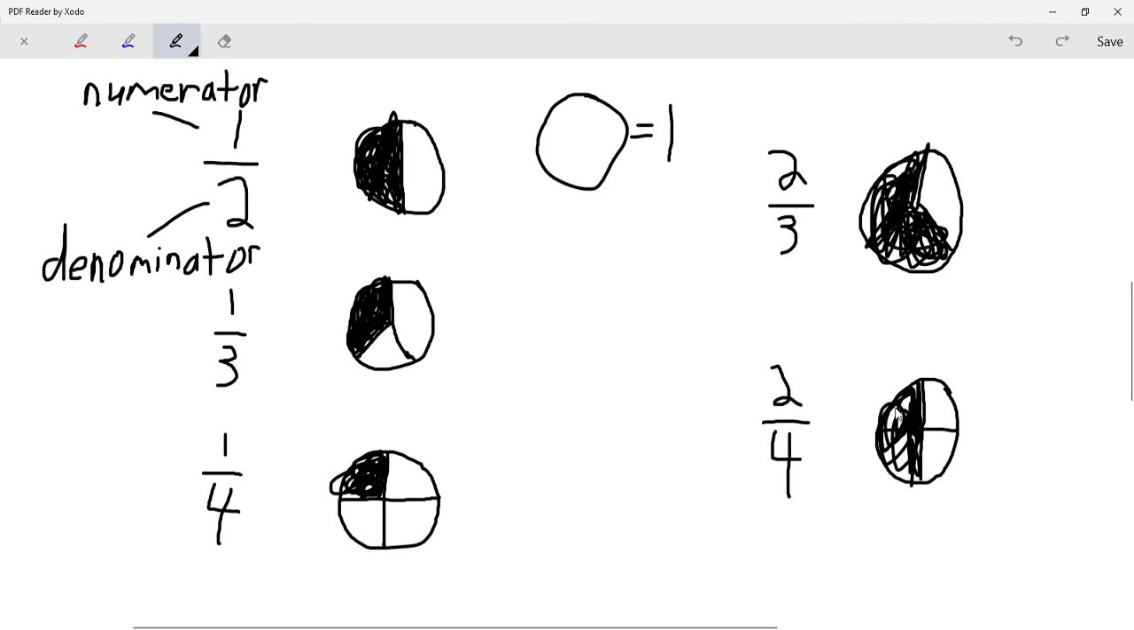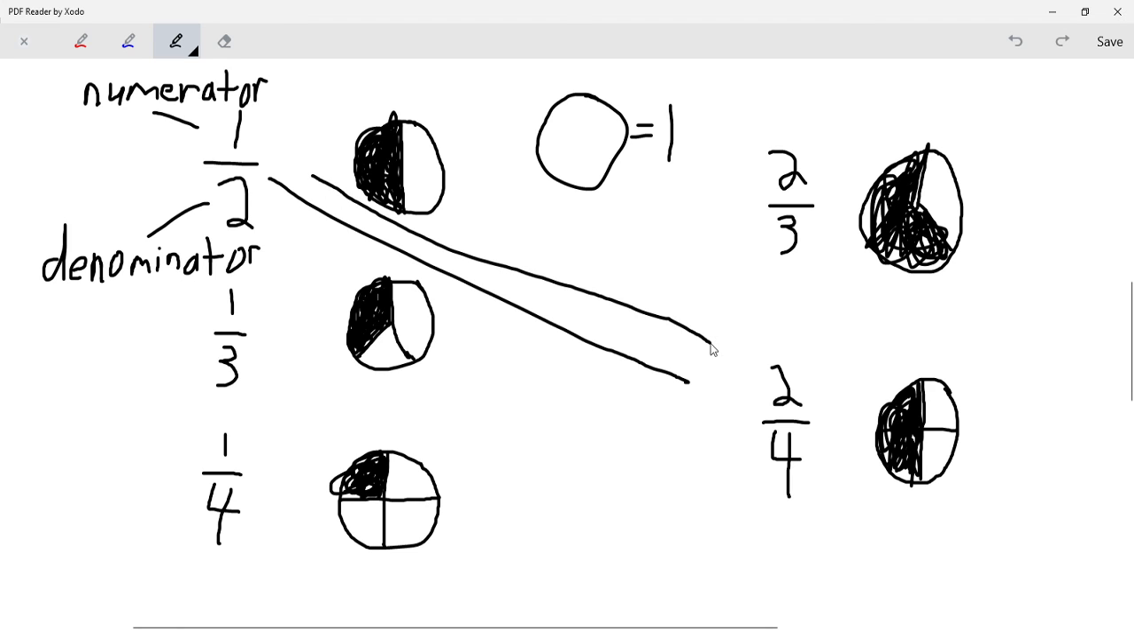2/4 is actually equal, as you can see, to this. It's equal, just a very large equal sign there. 1/2 is equal to 2/4. And look at these two circles. They're the same amount filled in.